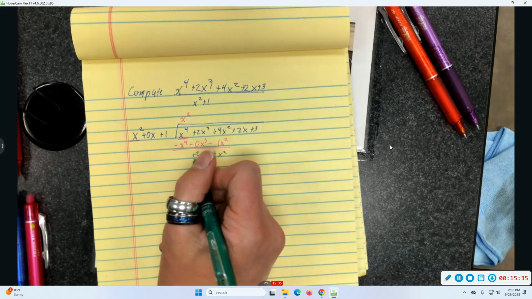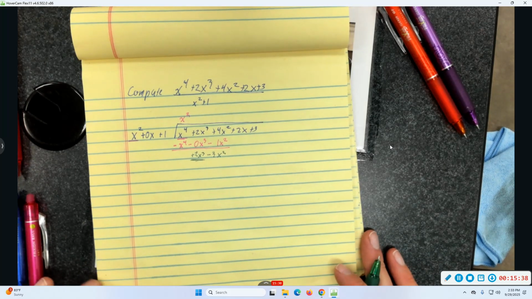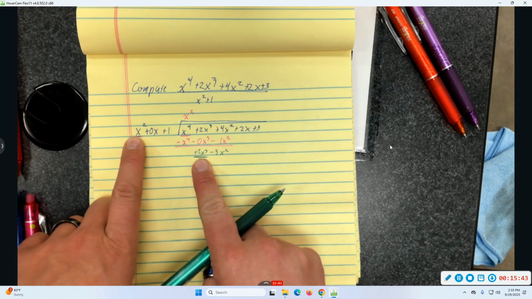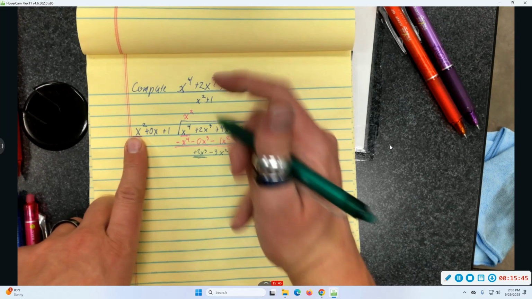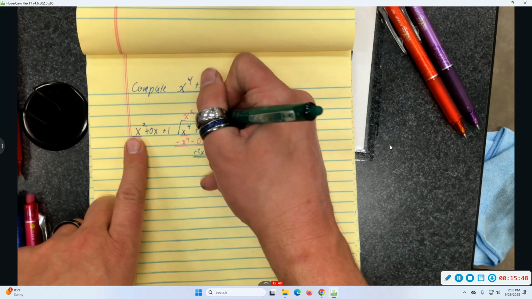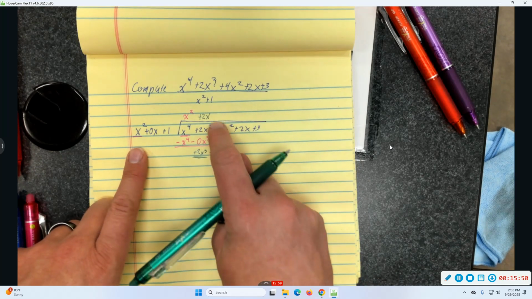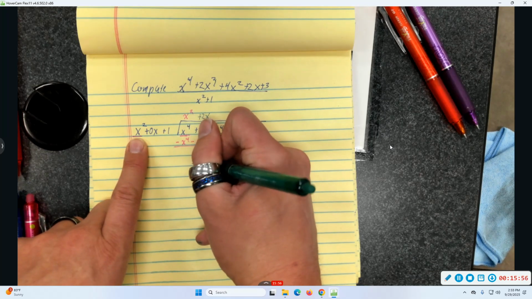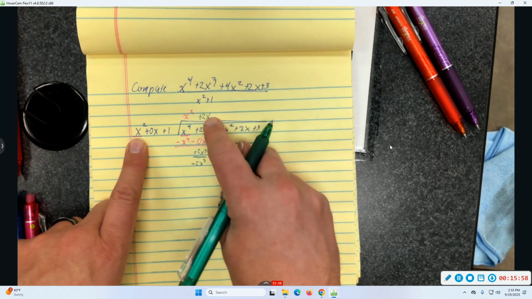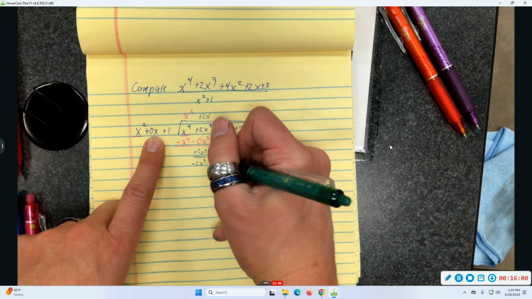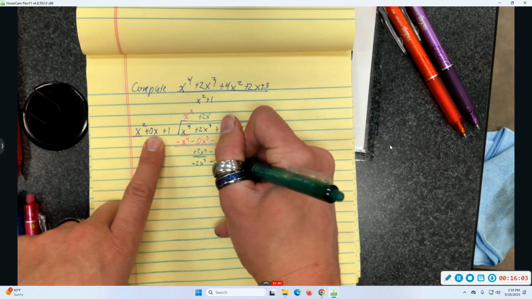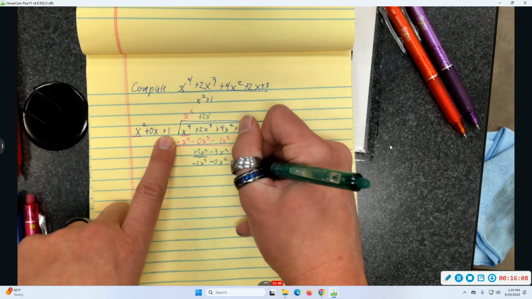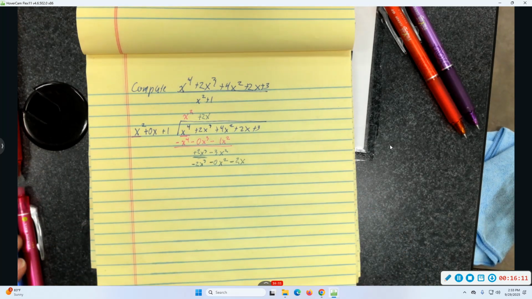So now I look at the next term, this 2x cubed term, and ask myself the same question. What do I need to multiply x squared by to get 2x cubed? Well, 2x. And now I play the same game. 2x times x squared is 2x cubed, but I need to subtract the result. 2x times 0x is 0x squared. 2x times 1 is, sorry, 2x.